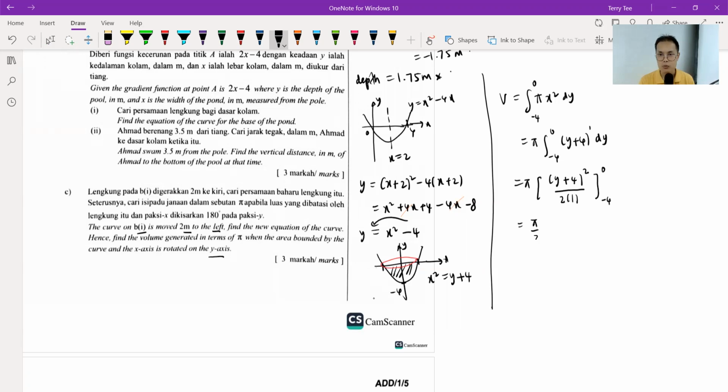Now, take the pi over 2 out. Let's put 0 inside. So 0 plus 4 is going to be 4. And you minus, put negative 4 inside. Negative 4 plus 4 is going to be 0. 4 squared is 16. 16 times half. The answer is 8 pi unit cube. This is in meters, so we can say it's meter cube. Right?